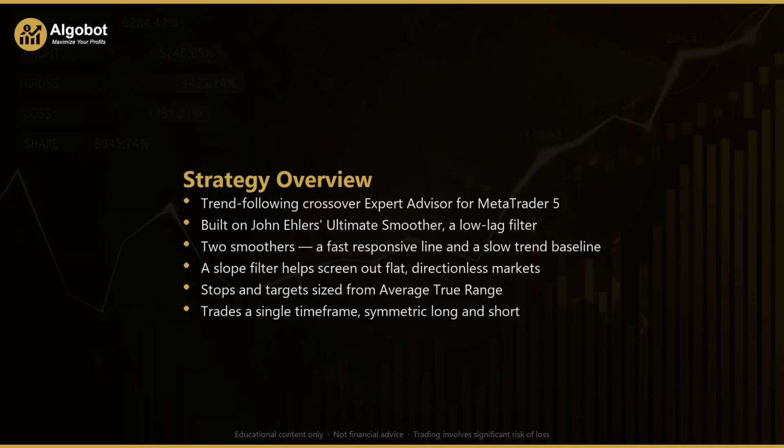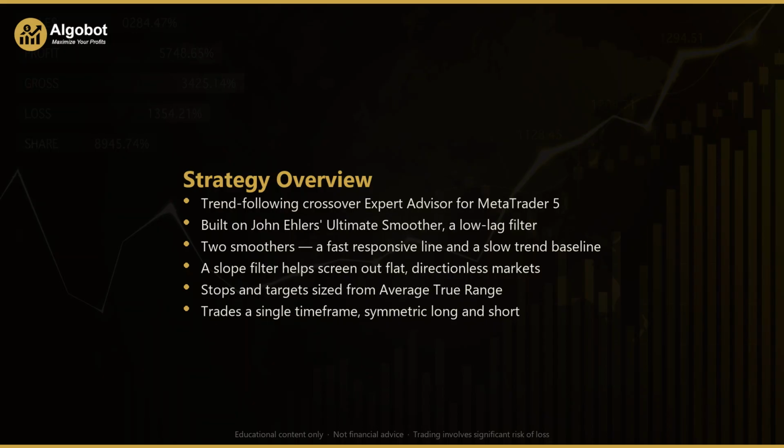Let's get started. Ultimate Smoother Trend Cross is a trend-following expert advisor for MetaTrader 5. At its heart sits a tool published by John Ehlers, called the Ultimate Smoother. A traditional moving average smooths price by averaging it, but averaging always introduces lag, so the line reacts late. Ehlers' Smoother takes a different route. It is a recursive filter that subtracts a matched high-frequency component from the raw price, which means it strips out the small, choppy wiggles while keeping the larger trend movement almost perfectly in step with price. In plain terms, it aims to give you a clean line with very little of the delay you normally accept from a moving average.